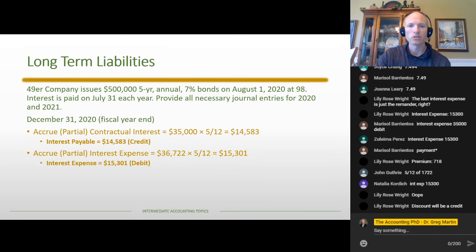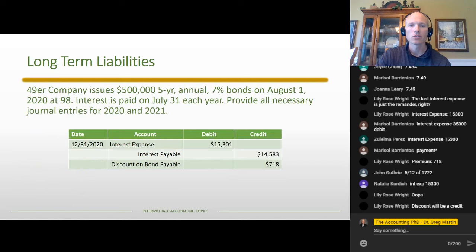So of course the interest expense is a debit, 15,301. And then we have the partial amortization of the discount, the 1722 times 5/12, which is 718. And as Lily said, that is a credit. So we are going to credit the discount $718. And so our journal entry is the interest expense, 15,301, the interest payable, 14,583, and the discount on bond payable, 718. So pretty good. I think most people were getting there.